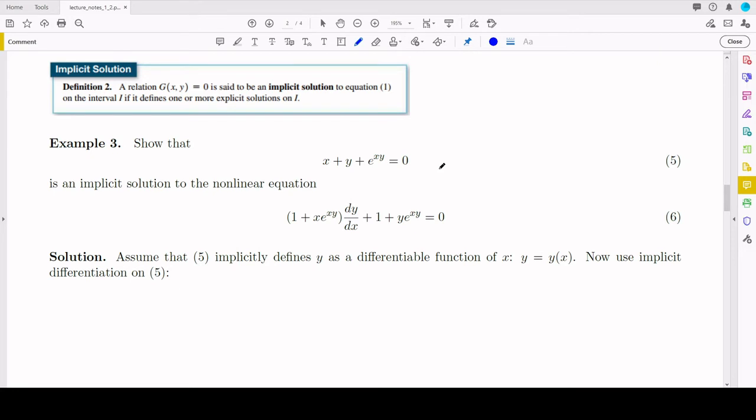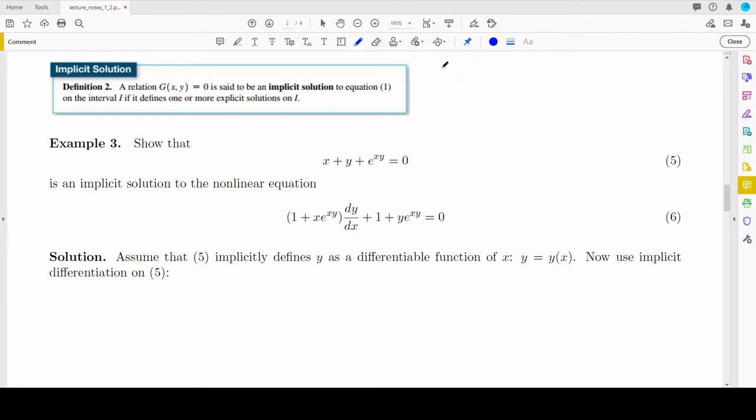Now, in many cases, it is not possible to find an explicit solution to a differential equation. And here's a definition of what it means to find an implicit solution to an equation. A relation g of x comma y equals 0 is said to be an implicit solution to the equation 1 on the interval I if it defines one or more explicit solutions on the interval I.